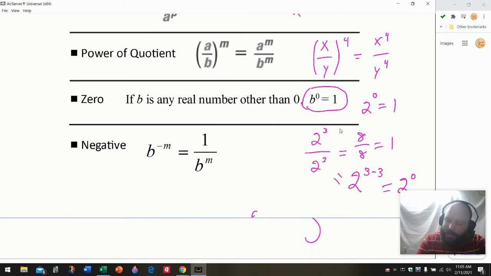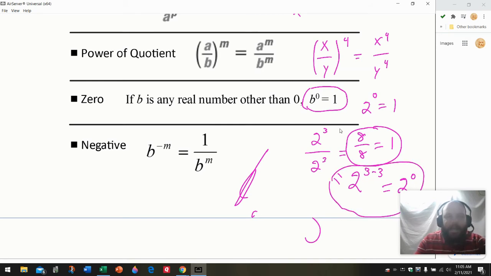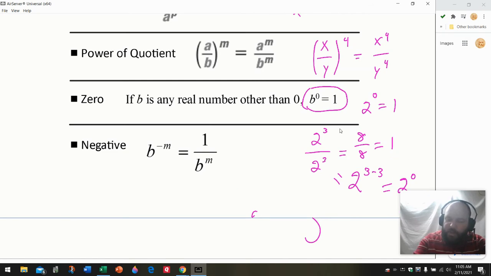First, I just expanded it into its regular numbers, which is 8, and 8 divided by 8, which is 1. And then the other way I did it is I utilized the power down here, and I had 2 to the 3 minus 3, which is 0. Now, in showing you that, what you end up seeing is that 2 to the 0 power is 1. These are equivalent.